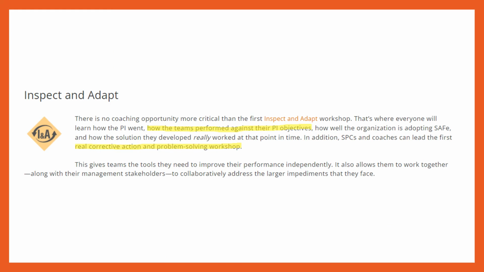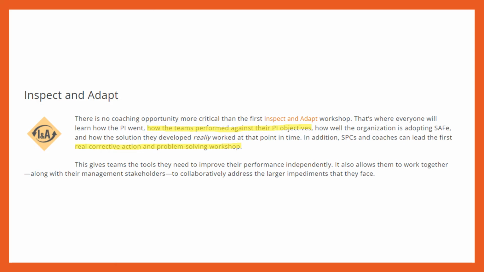The final activity in coaching ART is Inspect and Adapt. There is no coaching opportunity more than the Inspect and Adapt workshop, right? So that's where everyone will learn how the PI went, how the release went, how the teams performed against their PI objectives or release objectives, how well the organization is adopting agile, and whether other solutions they developed really worked at that point of time, right?